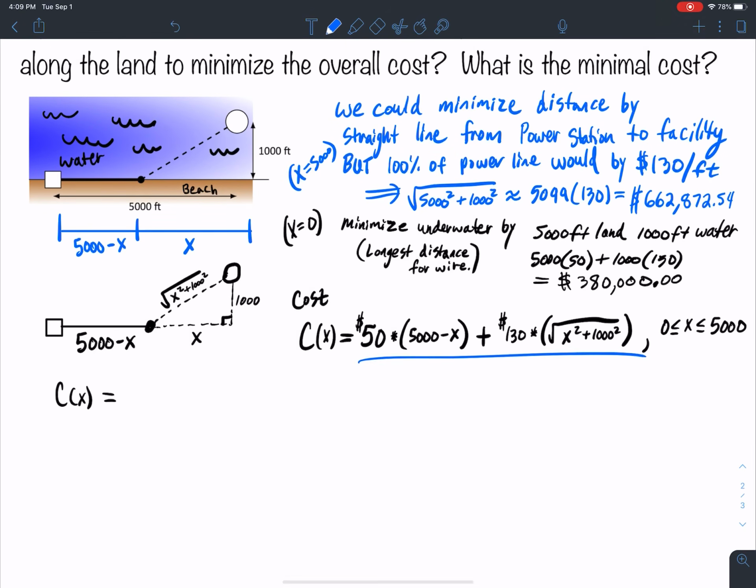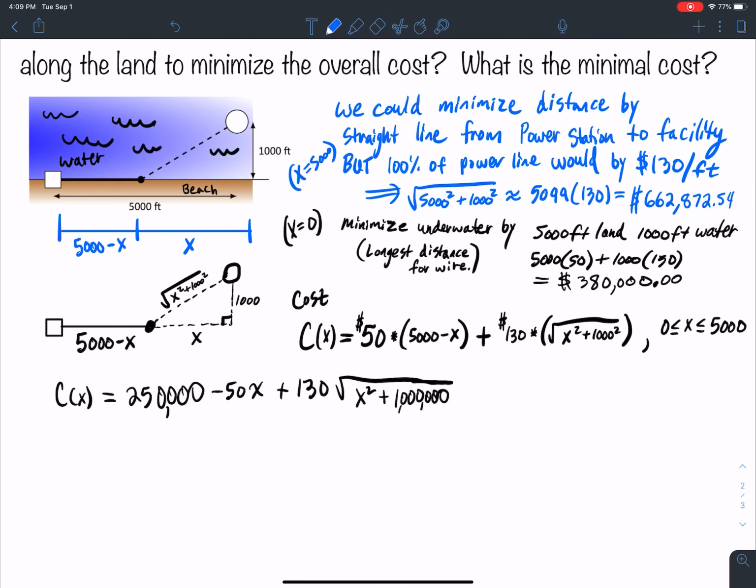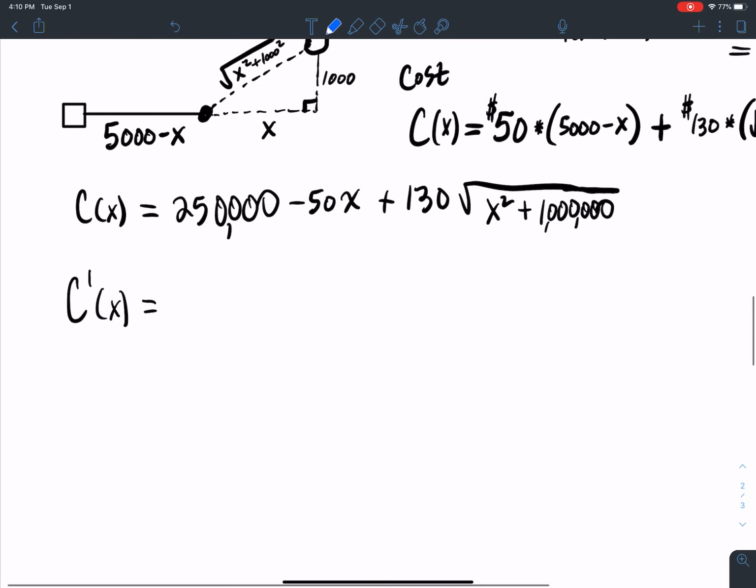So let's take this and distribute out the 50. 50 times 5,000 is 250,000, and then 50 times negative x is negative 50x. Then I'm going to distribute this here. I'm just going to rewrite it. I'm going to multiply out 1,000 squared, which happens to be 1,000,000. Now that I have my cost function, let's take the derivative.